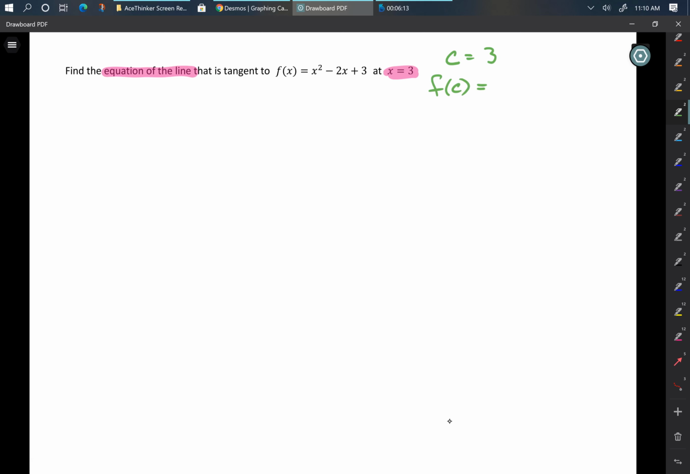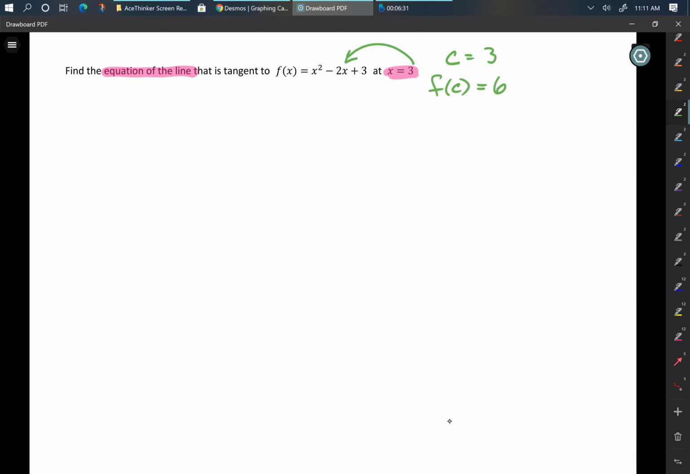Okay, so how are we going to find f of c? Well, we literally have to grind it out ourselves. So if we plug in a 3, if we do a substitution x for 3, we have 9 minus 6 plus 3. 9 minus 6 is 3. 3 plus 3 is 6. So f of c is 6.